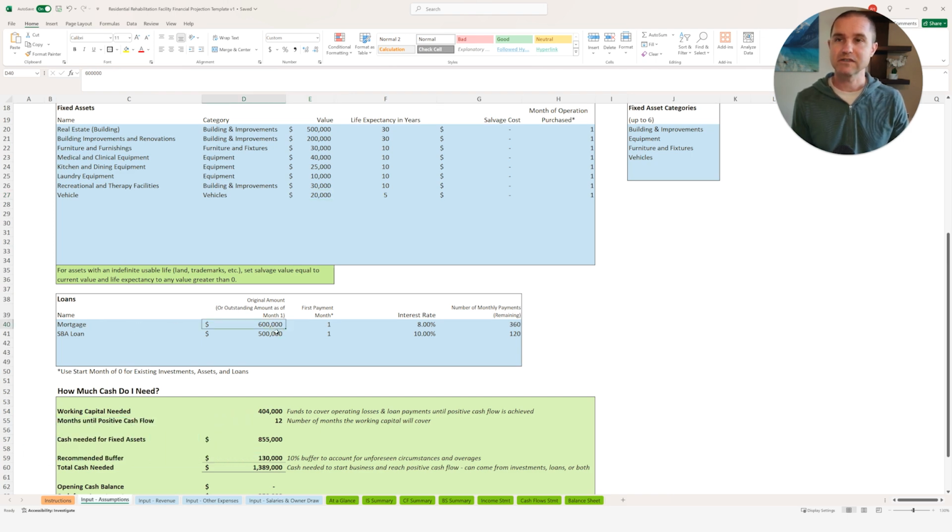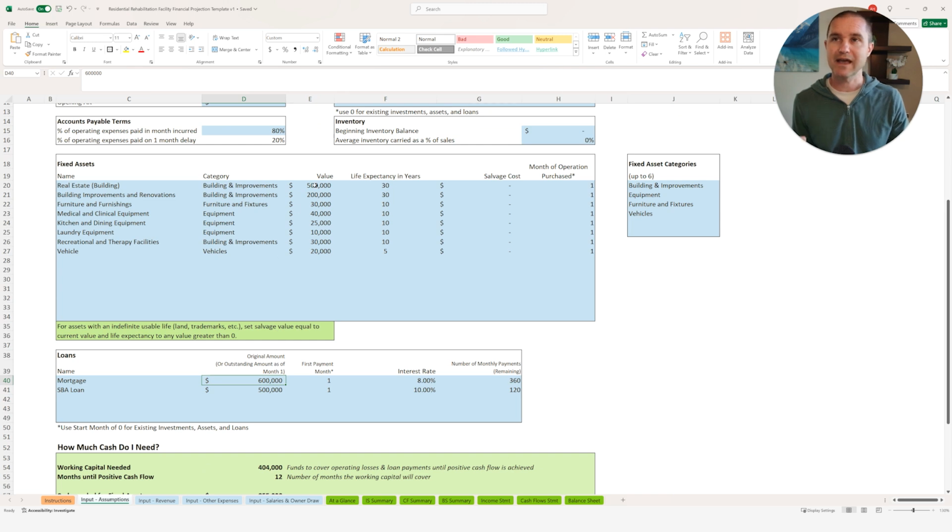We're going to have a mortgage of $600,000, and you can think about that as covering this, right? The building and the renovations, probably what you're going to be able to use the mortgage for. This totals $700,000. Maybe you've got a $600,000 mortgage and you put in $100,000 of equity into that building. We've got an 8% interest rate over a 30-year term there.